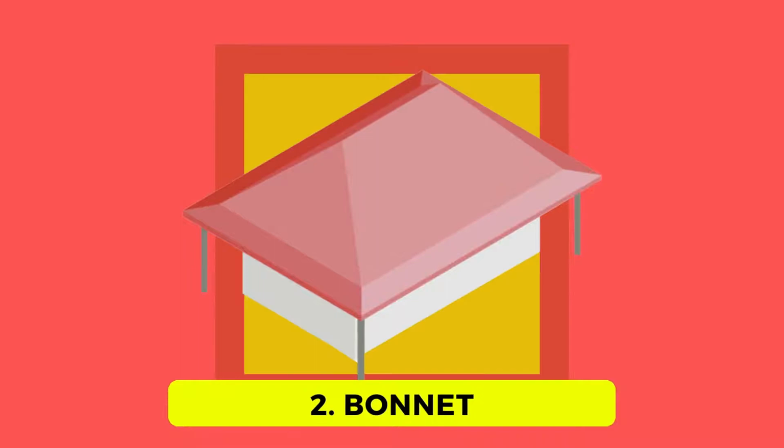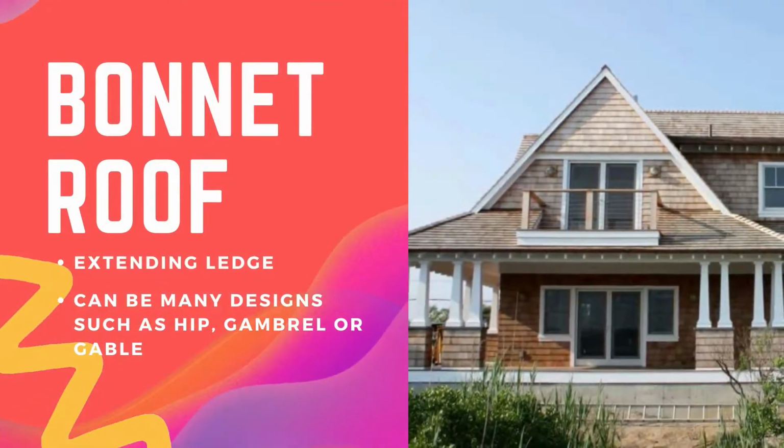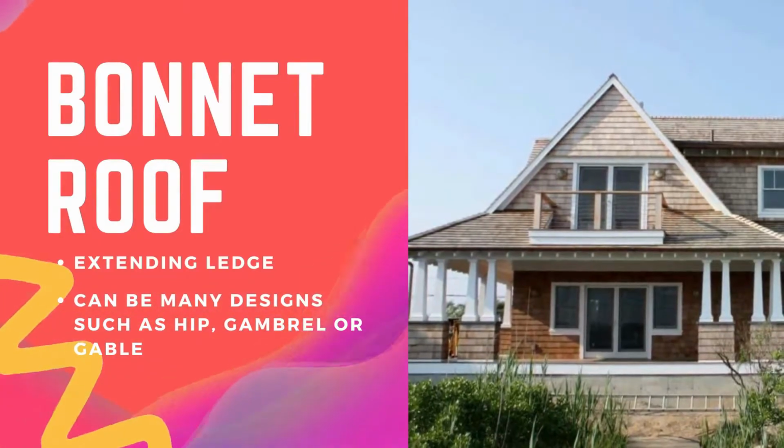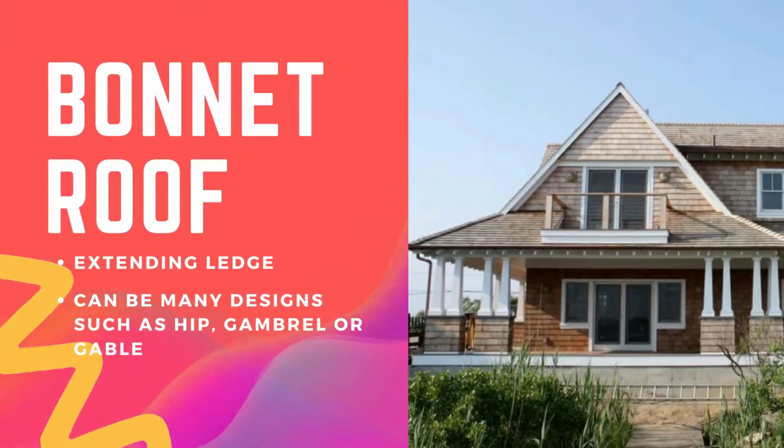2. Bonnet. The bonnet roof is identified with the extending ledge around the base of the roof. The other part of the roof can be many designs such as hip, gambrel or gable. When adding an extended ledge, it becomes a bonnet variation of that roof design.